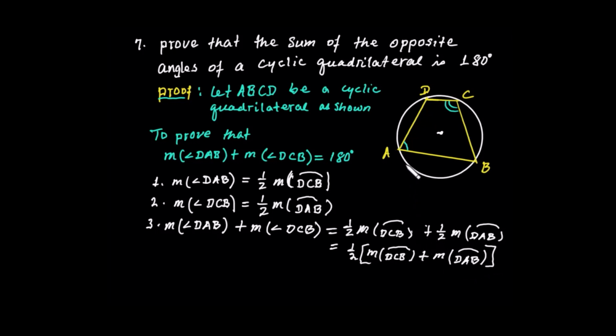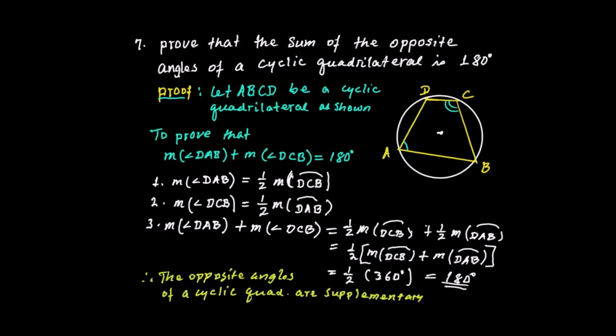These two arcs together make one complete circle. The degree measure of one complete circle is 360 degrees. So this is equal to half of 360 degrees, which is 180 degrees. Therefore, the opposite angles of a cyclic quadrilateral are always supplementary.